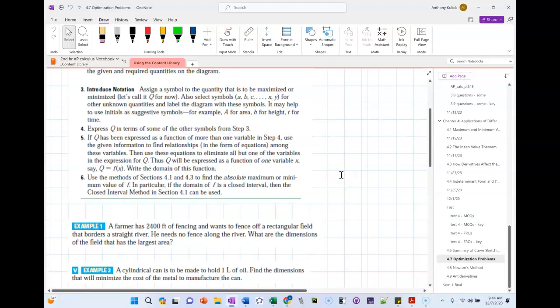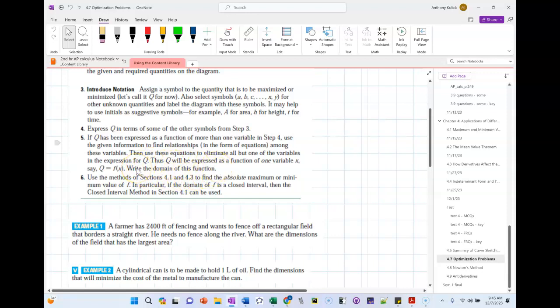If Q is expressed as a function of more than one variable, you're going to want to eliminate a variable, using the same kind of techniques we did for the related rate problems. Oftentimes, you're going to be building a similar figure, much in the same way. And then after you've eliminated all but the one variable, they say write down the domain of the function.